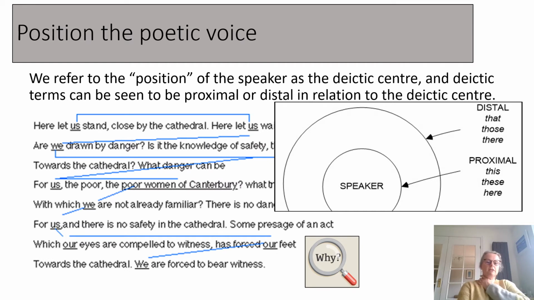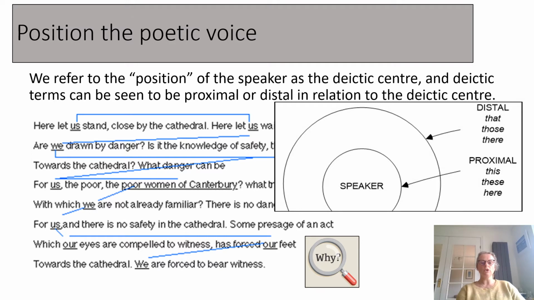So the next bit then, I've just put the poem in the background there. You can also think about the who in the W questions. So who is the poetic voice? Whose voice is speaking to us? Why is it that person? Why has the poet chosen that person or those people? In this case, it's the poor women of Canterbury. And again, you pick out the words that might relate to who. In this case, we've got us, we, us, the poor women of Canterbury, we, us, our, we, or something like that.